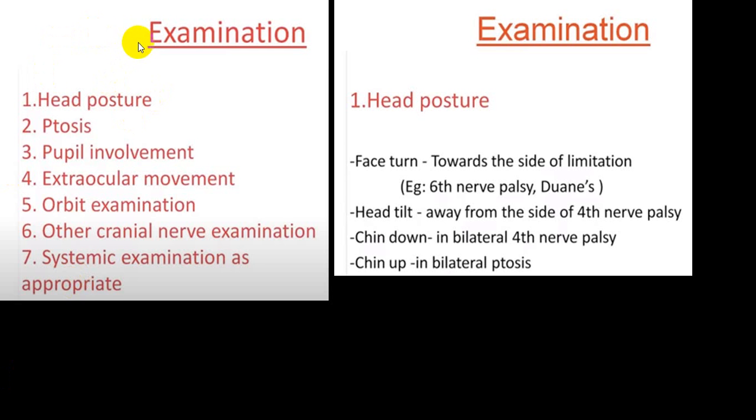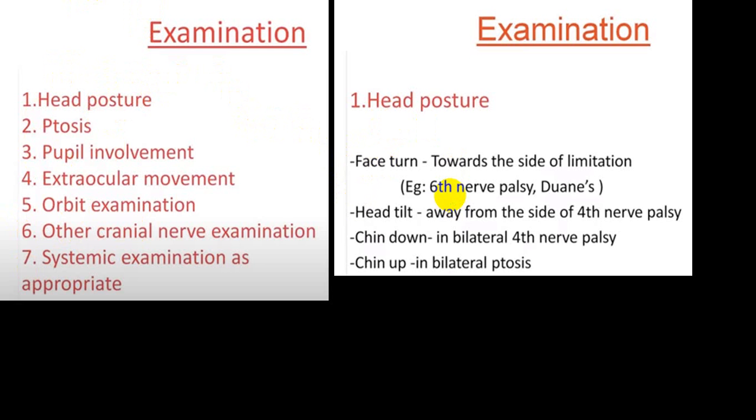So while examining for diplopia, you should observe the head posture, whether there is ptosis or not, whether the pupil is involved or not, which extraocular muscle is being affected, examination of the orbital part, then other cranial nerve examination, and systemic examination depending upon the clinical suspicion. If the head is turned towards one side, it is very commonly seen in a 6th cranial nerve palsy and 4th cranial nerve palsy, very common.